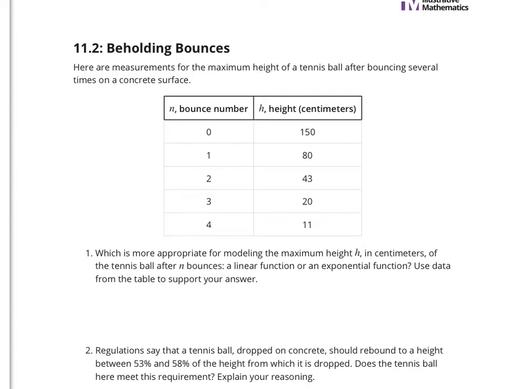For example, the height before you bounce it is 150 centimeters. And then after the first bounce, it's 80 centimeters. After 2 bounces, it's 43, and so on. So question 1 asks, which is more appropriate for modeling the maximum height h in centimeters of the tennis ball after n bounces? A linear function or an exponential function? Use data from the table to support your answer. So go ahead, pause the video, analyze the data, and see if you can come up with a good response.